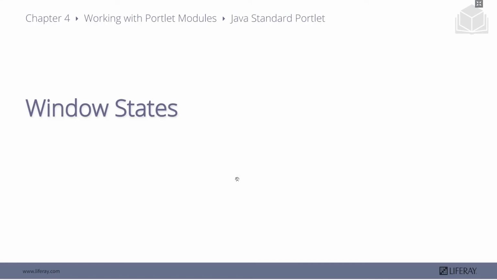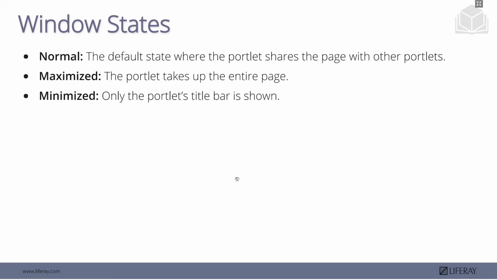Now, the next part of the conversation is window states. So we've talked about the life cycle. We talked about the portlet modes. Next up, it's going to be window states. With window states, we have three different states that the portlet can be in. We have normal, maximized, and minimized. The first state that we have is normal. As soon as we put a portlet on a page, it's in its normal point of view. Now each one is the way it sounds.